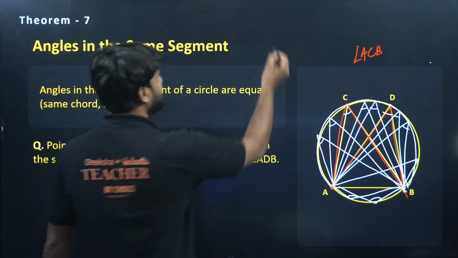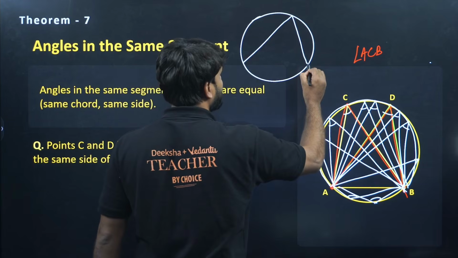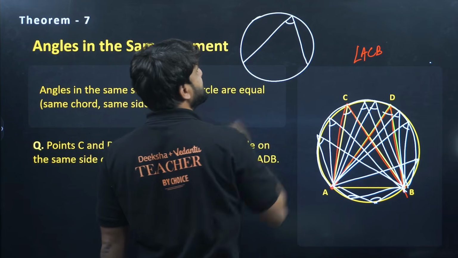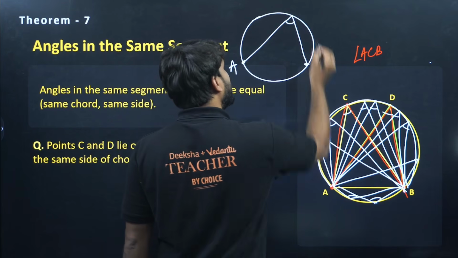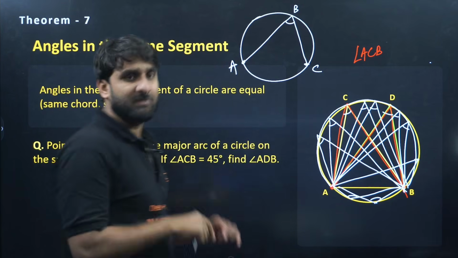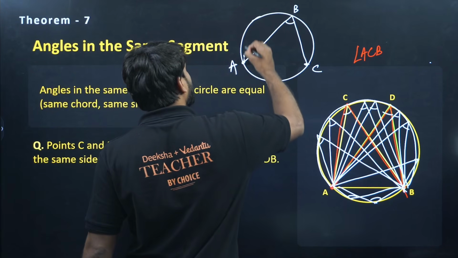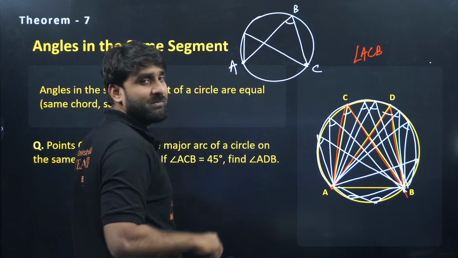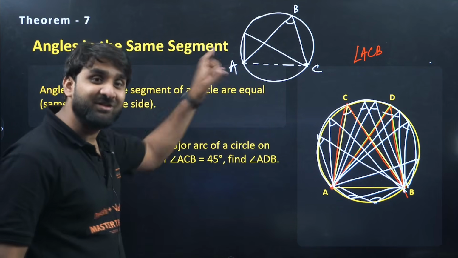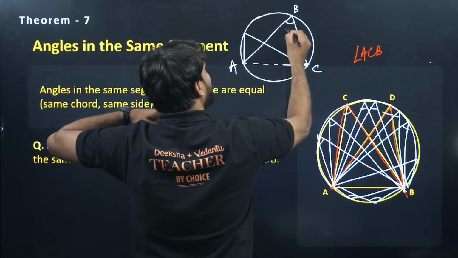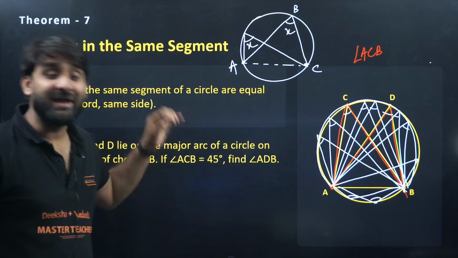For example, one more thing. I am drawing this angle, starting from A and ending at C. So A and C are the two terminal points making the angle. Again taking A and C, if we draw an angle here like this, now the chord will be here, and both the angles are lying on the same segment, the upper part of the chord. So if this is X, this has to be X. Clear, everyone? This is called angle in the same segment.